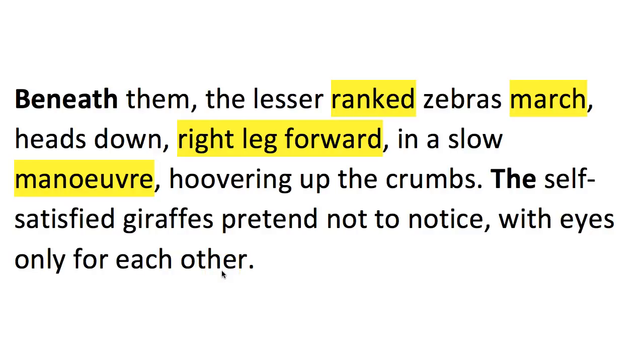If we go back to those earlier techniques, I'm playing with that semantic field of the military again. So the zebras are in ranks and they're lesser ranked. They're not officers, so they're just like privates. They march, and I've emphasized that with this idea of the right leg forward. And the maneuver is a typically military word for the way that armies move. So I'm keeping that going all the way through. And again, you'll notice that I'm trying to vary my sentence starts: beneath them and the not very exciting the.